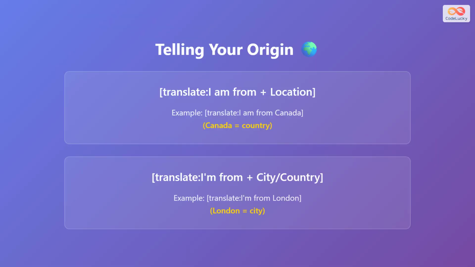Now let's learn how to tell people where you are from. Say, "I am from," or "I'm from," followed by your country or city. For example, "I am from Canada" if you want to mention your country, or "I'm from London" if you want to mention your city. This is a simple way to share your origin with others.